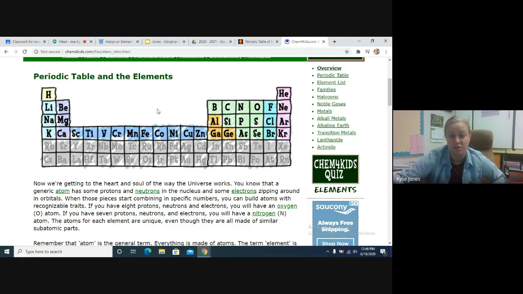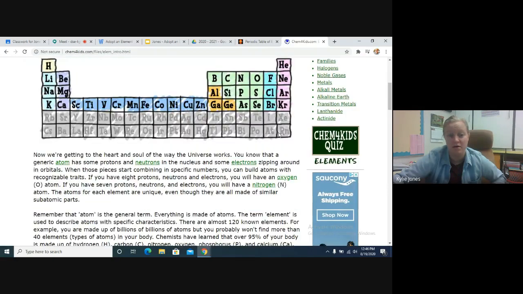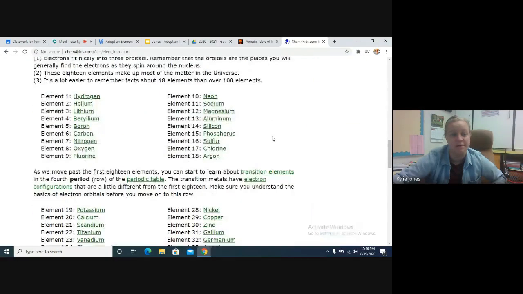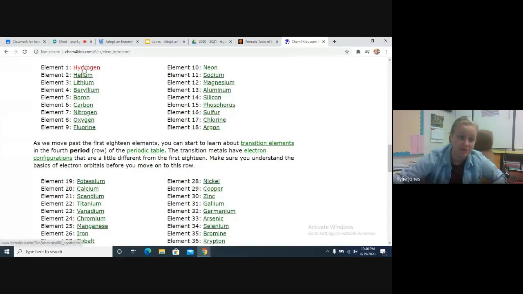These are the first 36 elements on the periodic table, and I also have them listed right down here. So element 1 is hydrogen, 2 is helium, and it goes all the way down to number 36, which is krypton. So there are 36 elements here. We'll go back to this, and you'll get to choose from this list in a few minutes.